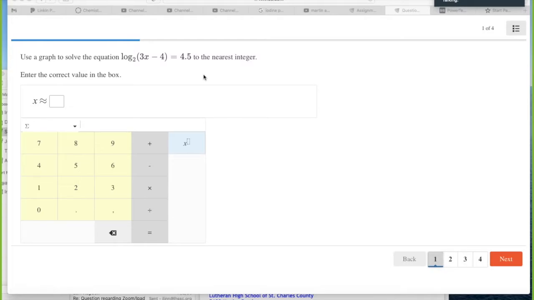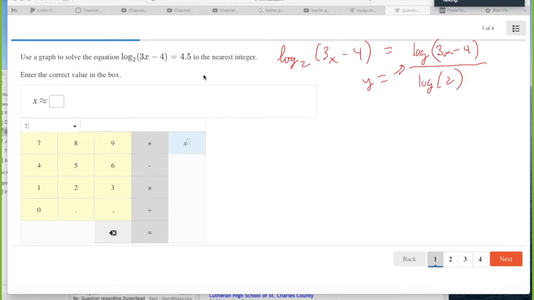So log base 2 of 3x minus 4 is equal to log base 10 of 3x minus 4 over log of 2, and so that is something that we can enter into our calculator. So we're going to enter basically y equals that, and a y equals 4.5, and we're going to see what happens.